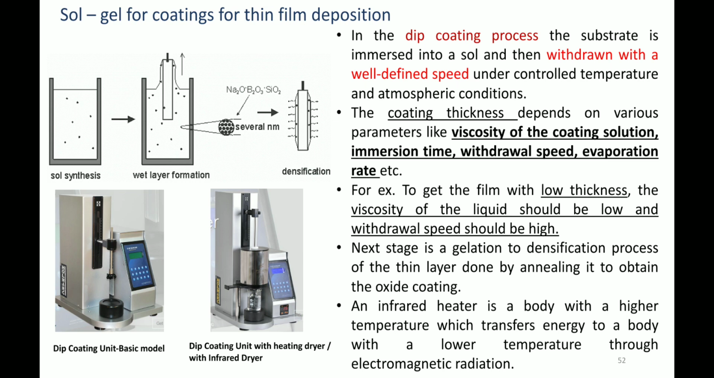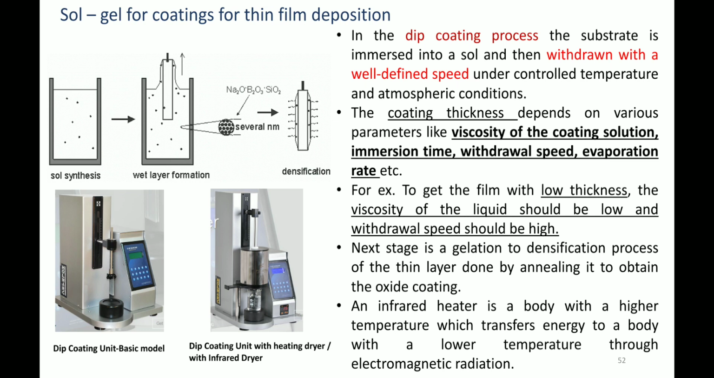Next stage is gelation to densification of the thin layer, done by annealing it to obtain the oxide coating. Now there are two types of coating machines. So this is the coating machine I have shown to you. Okay, the company is Hallmark, which is an Indian company situated in Bangalore. Basically they are going to provide you this kind of machines. Okay, so they have basically two types of these machines.